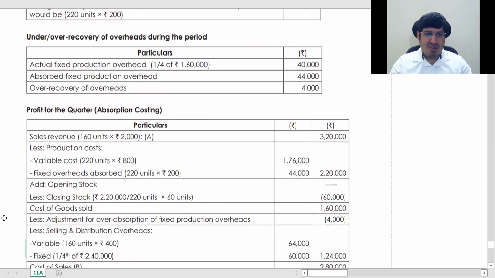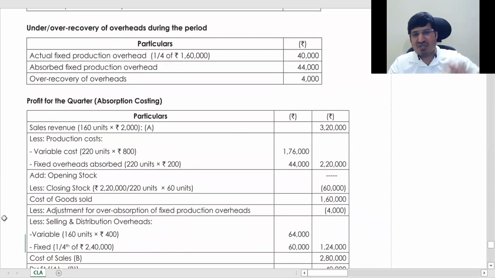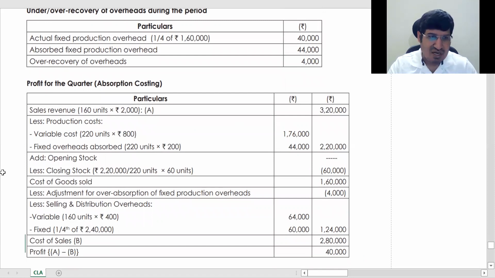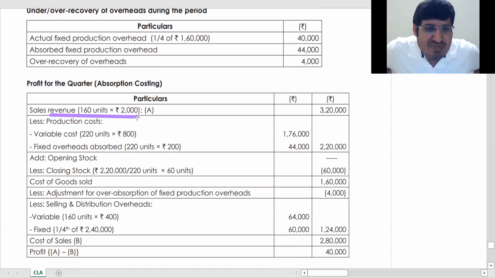अब चलो, this was the basic calculations which we needed, वो हमने कर लिए. Now we will prepare absorption costing statement, जैसा हमने जो प्रोफॉर्मा देखा था ना वैसे. Sales revenue 160 units were sold, दिया था हमको, right? 220 units were manufactured, 160 was sold. So 160 into 2000 is the per unit sales, correct? वो करेंगे 3,20,000 आ जाएगा.